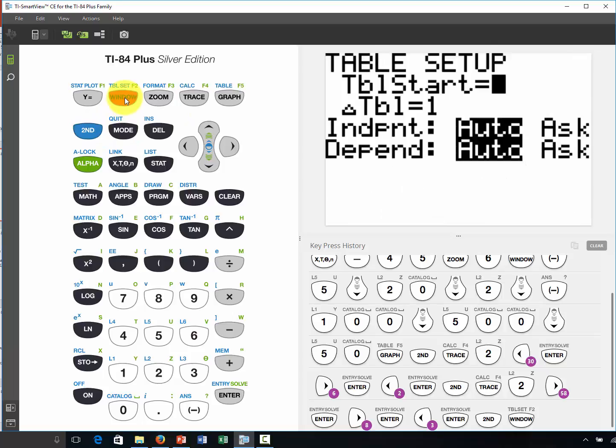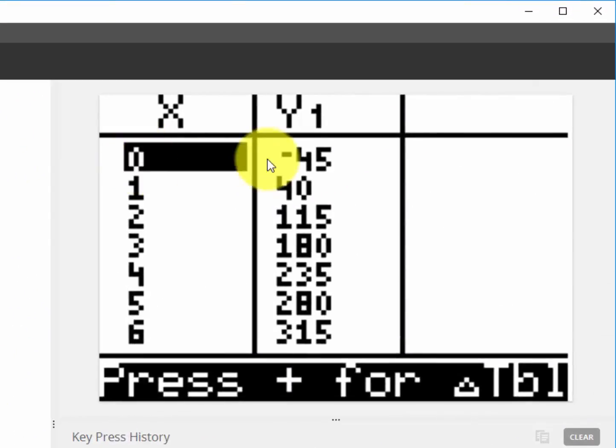If I go to table set, let's see what the table looks like. Starting at 0 and counting by 1s. When x is 0, we have a negative 45. When x is 1, we have a positive 40. Here we can see a sign change. So that means there's an x-intercept in between 0 and 1.